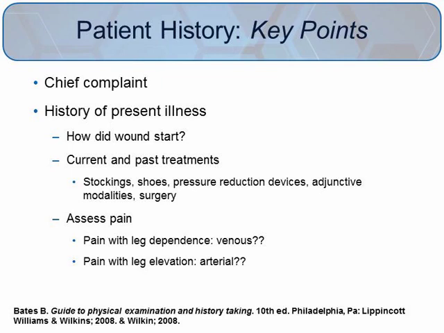And then you want to note modifying factors, things that make the pain worse, things that make the pain better. And when we talk about leg ulcers, you want to note, for instance, does the patient have more pain with leg dependence? And is the pain relieved with leg elevation? Maybe it's a venous problem. Or maybe the pain is worse with leg elevation and better with leg dependence. That could indicate an arterial problem.